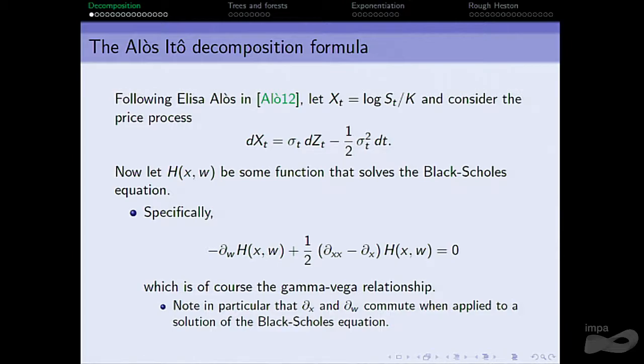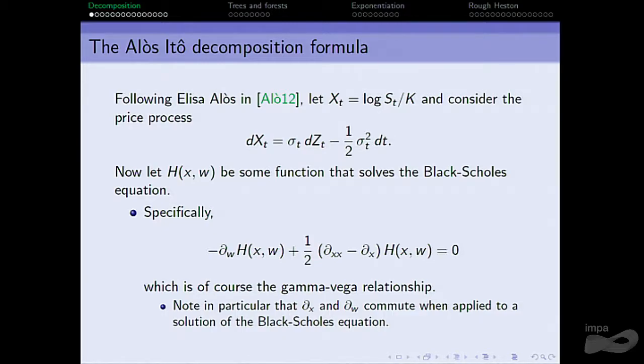So the first motivation is the decomposition formula. Elissa originally came out with a version of this decomposition formula back in 2006, I think, using Malliavin calculus, where she was able to exactly decompose any conditional expectation into two terms, one that depended on the correlation and the other that didn't. And then in 2012, she redid it using Ito calculus and decomposed it into three terms.